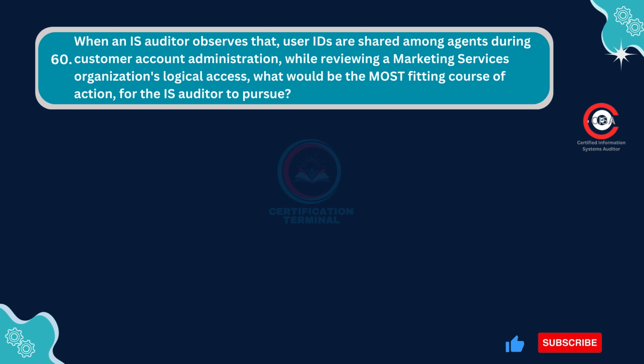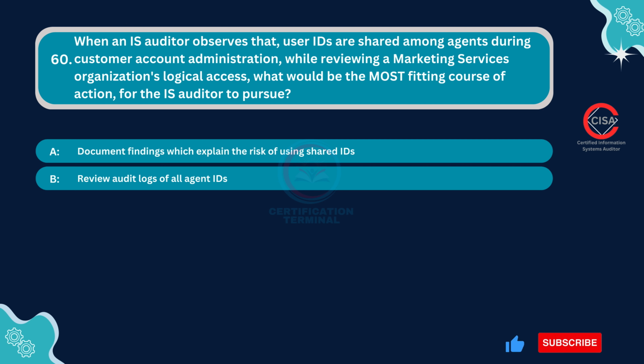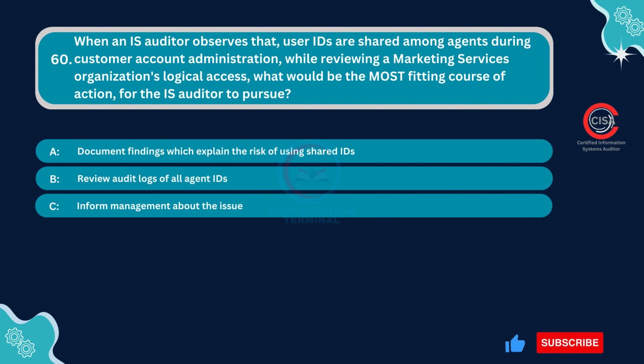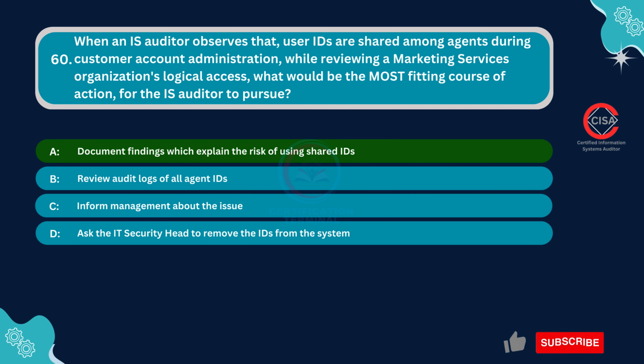Question number 60. When an IS auditor observes that user IDs are shared among agents during customer account administration while reviewing a marketing services organization's logical access, what would be the most fitting course of action for the IS auditor to pursue? Option A, document findings which explain the risk of using shared IDs. Option B, review audit logs of all agent IDs. Option C, inform management about the issue. Option D, ask the IT security head to remove the IDs from the system. The correct answer is Option A, document findings which explain the risk of using shared IDs.